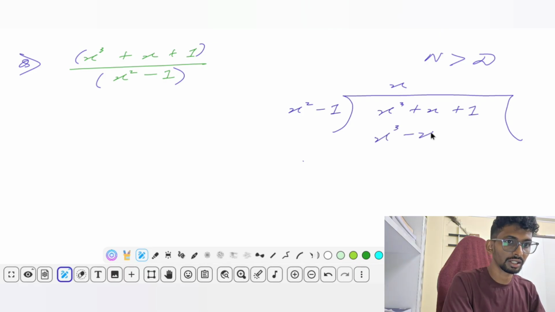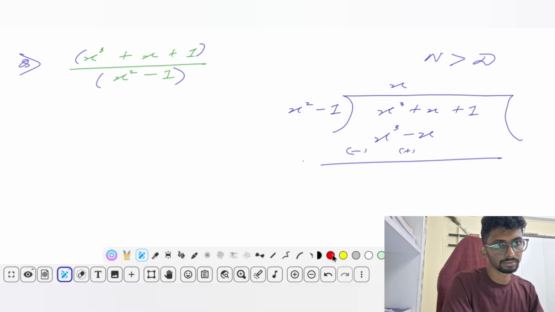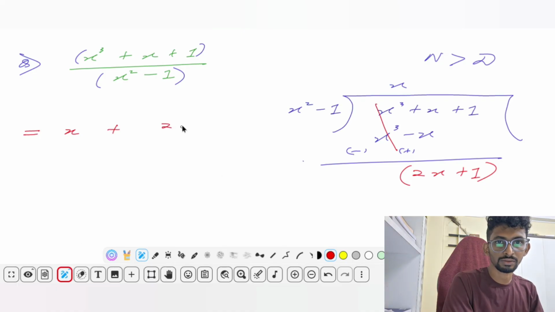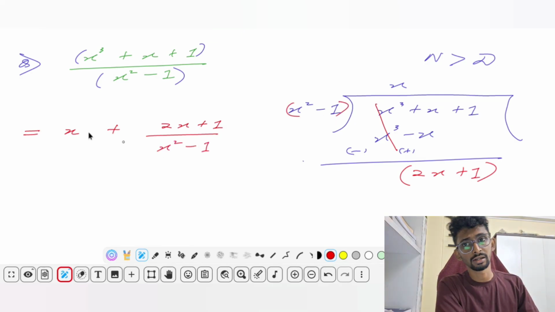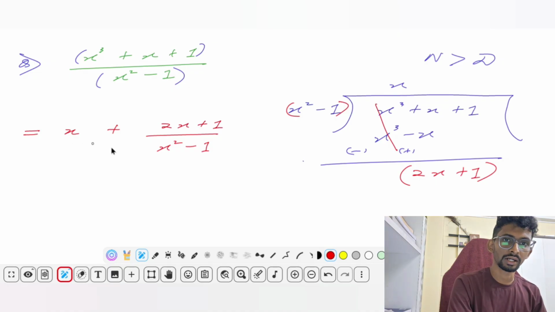If we change the sign, x cube will get cancelled. And x plus x is 2x plus 1. Now this is the remainder and x is the quotient. So if we divide this, we can write it as x plus, since the remainder is 2x plus 1, so 2x plus 1 divided by the divisor, that is x square minus 1. Now you can see x we have separated and this part we have to decompose into partial fractions.